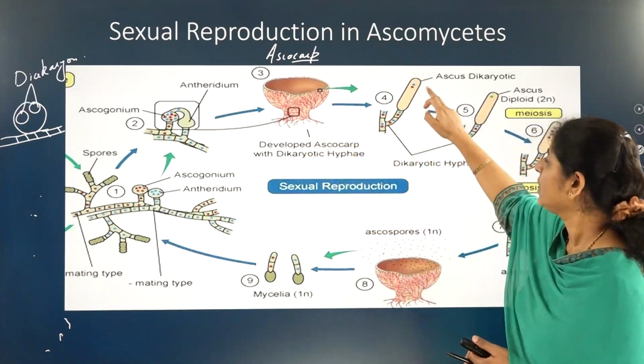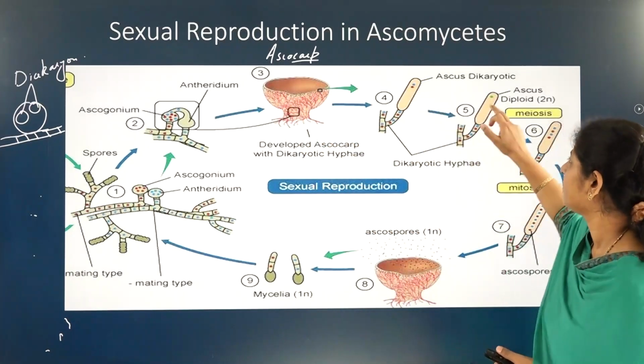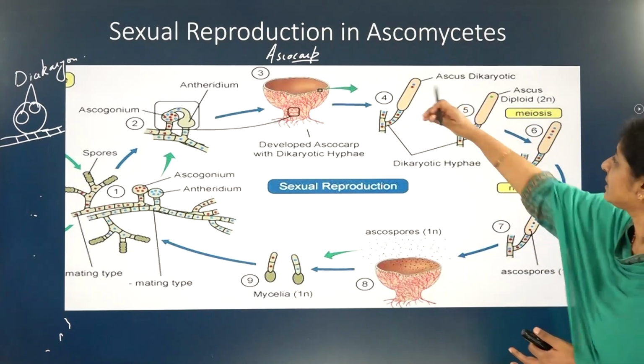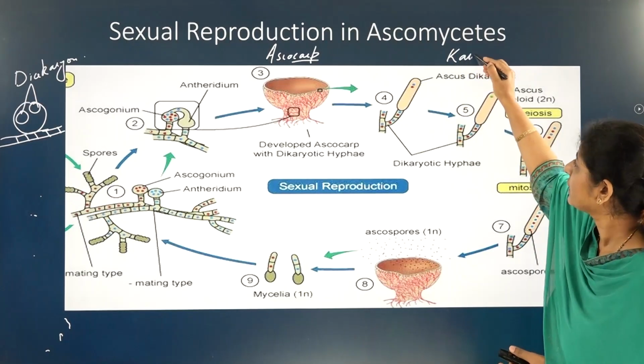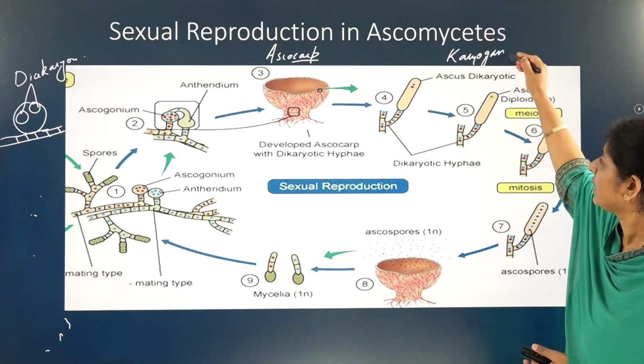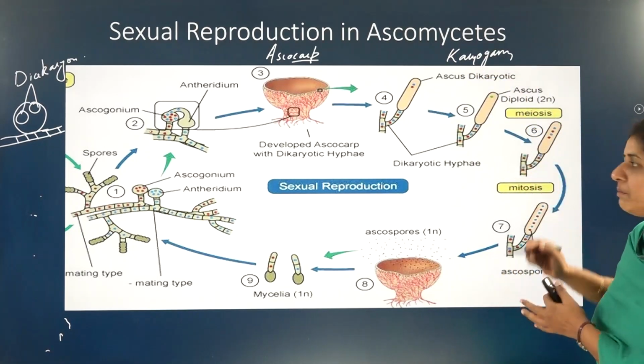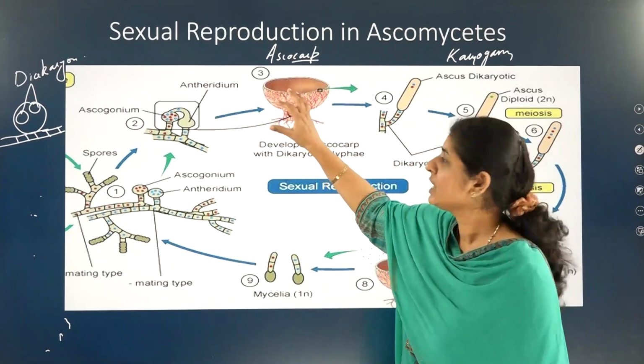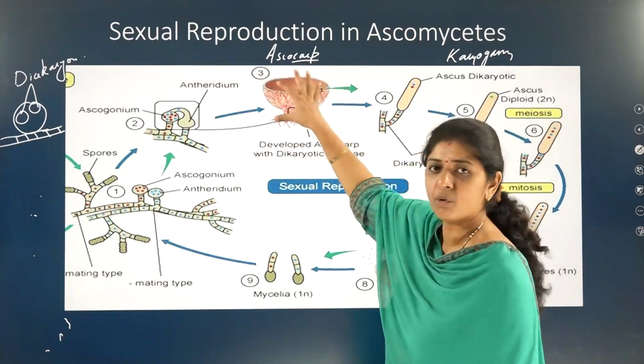At the periphery, when the fusion of these nuclei happens, can I say it will give rise to a diploid structure? And this stage, what do you call it? Karyogamy. It is going to be delayed. Why is it delayed? Because here this stage is extra in ascomycetes, which is forming the fruiting body.